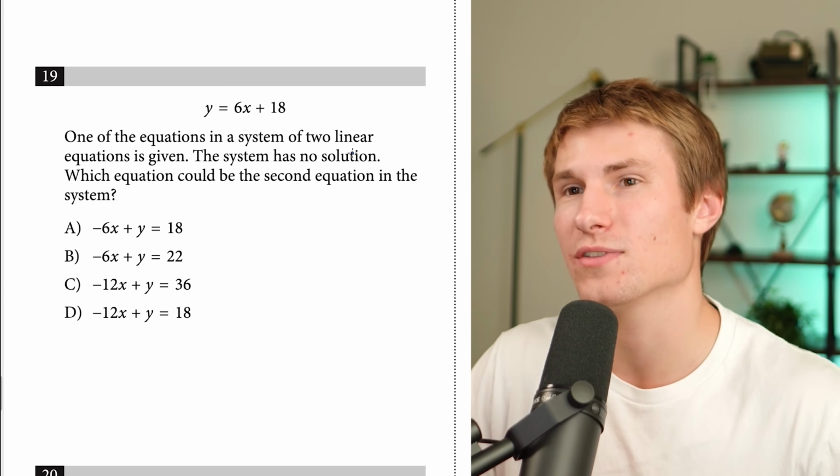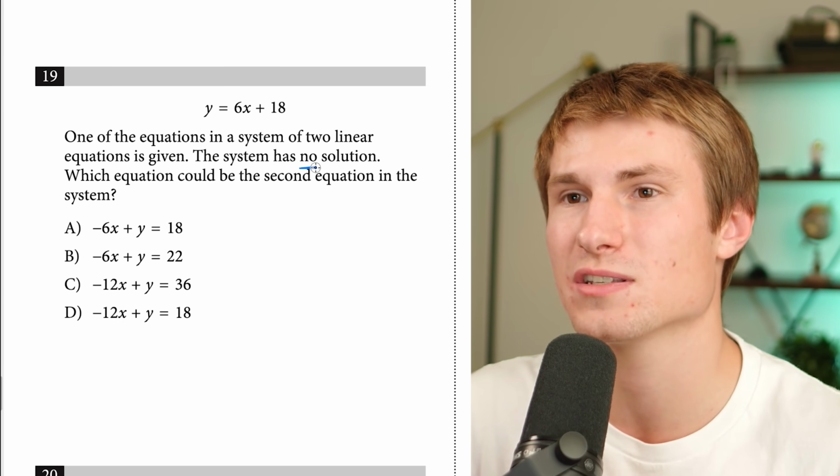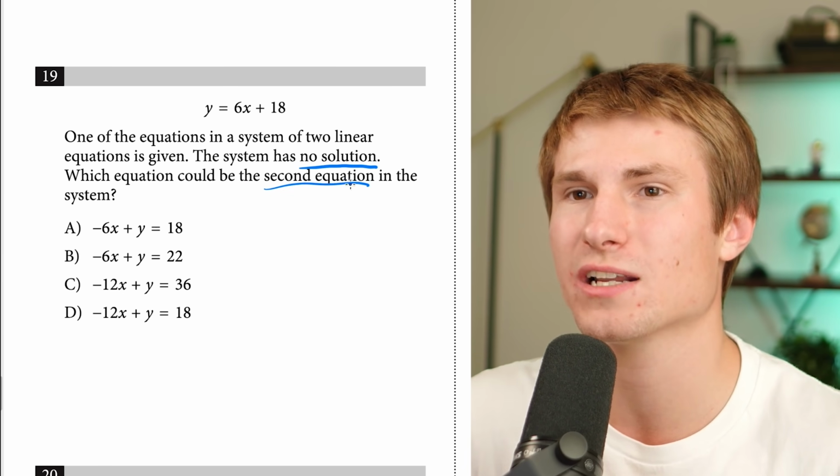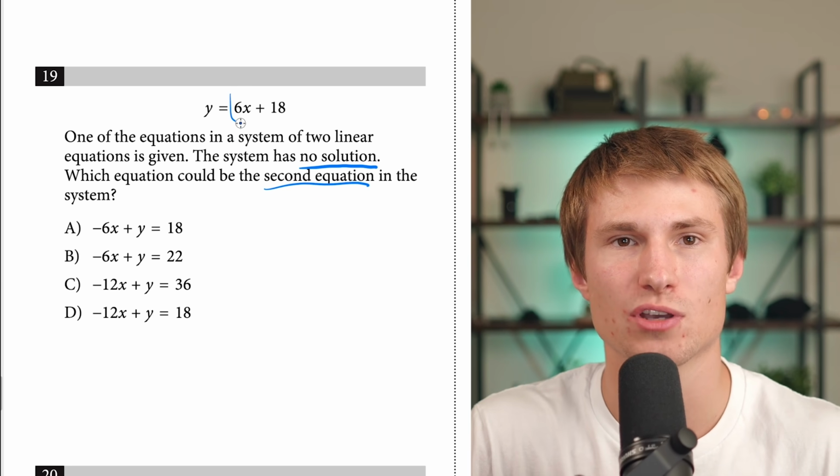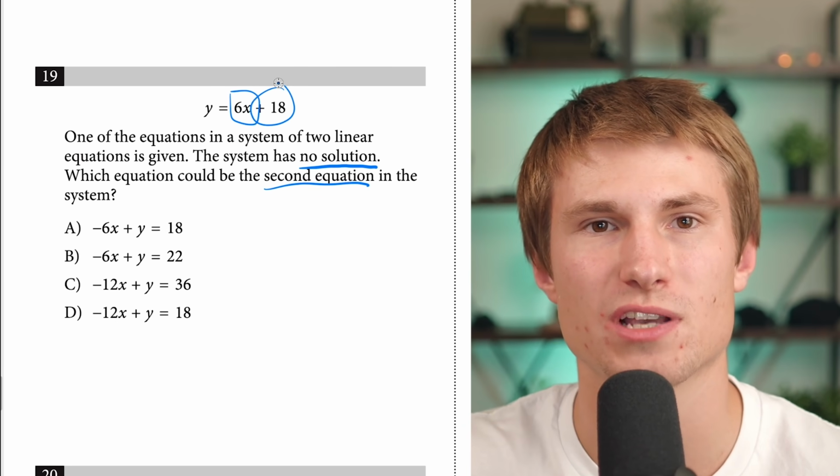Question 19 states one of the equations in a system of two linear equations is given. The system has no solution. Which equation could be the second equation in the system? First thing we need to know is our slope, which we see is going to be 6. Okay, we see our y-intercept is going to be 18.